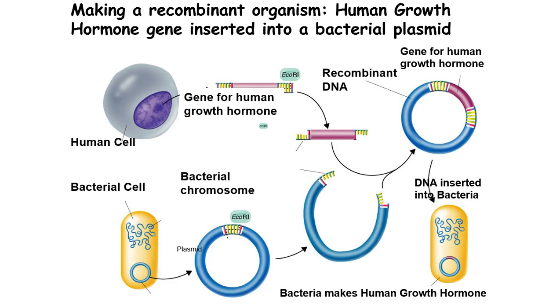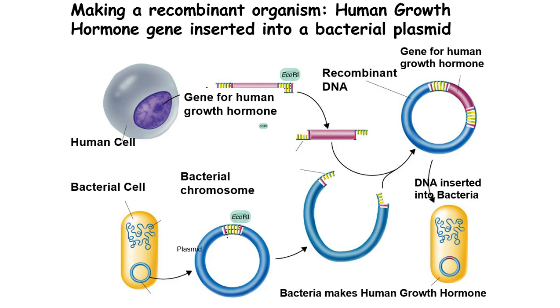So how do we apply these concepts? This is an example of how we would make a recombinant organism, in this case a bacterium that contains DNA from a human cell. This is one of the most common applications for recombinant DNA, which is when we combine DNA from different species, and genetic engineering that is used to benefit humans.